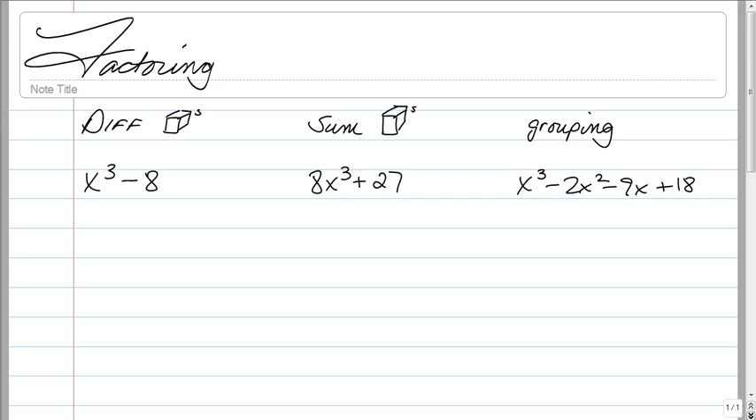Alright, here we go. We got a new video on factoring. Now this is three new types of factoring for most of you. We have the difference of cubes, the sum of cubes, and grouping.